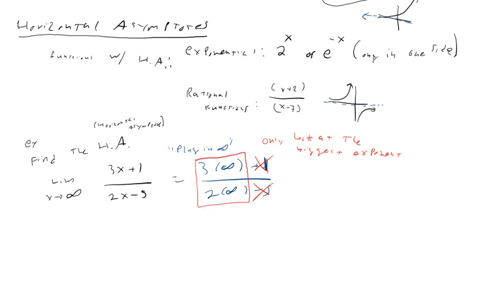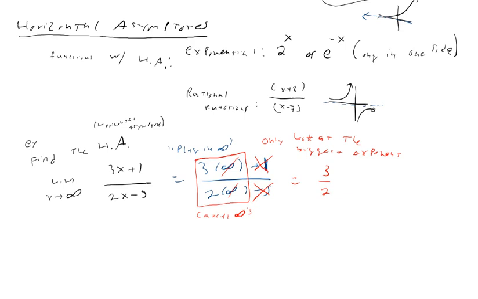Well, what I can do now, I can think about, well, I have infinity on the top and infinity on the bottom. So I can basically cancel the infinities. It's like a variable. I can cancel the infinity here, cancel the infinity here. So what's my answer? 3 over 2. That is the horizontal asymptote for this function here.